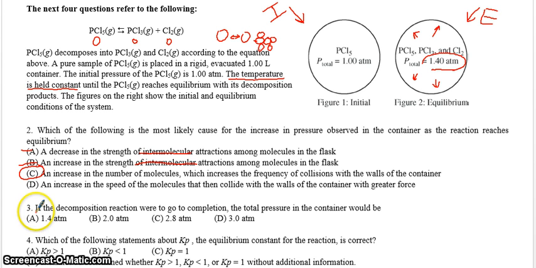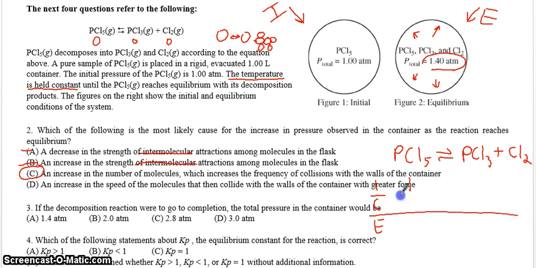Next one says, if the decomposition reaction were to go to completion, the total pressure in the container would be... So here we have our reaction. Let me just recopy it here for ease of viewing. PCl3 and Cl2. And we're asked what would the total pressure be. Well, since we begin with 1, let's think of our icebox again. This is actually good to think of the icebox in this case. It's always a good idea to think of an icebox.